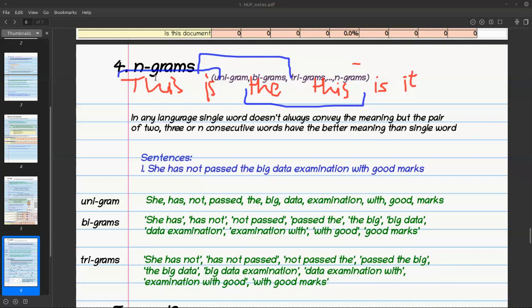And we need to go in sequence. This and is, and then the and this. So this and is I won't take because it is already there, right? And last is and it, correct? So there would be four bigrams. Duplicates you will remove.